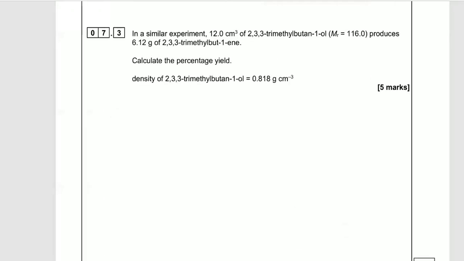In a similar experiment, 12 cm³ of 2,3,3-trimethylbutanol, Mr 116, produces 6.12 grams of 2,3,3-trimethylbutene, an alkene. Calculate the percentage yield. The density of 2,3,3-trimethylbutanol is 0.818 g/cm³.